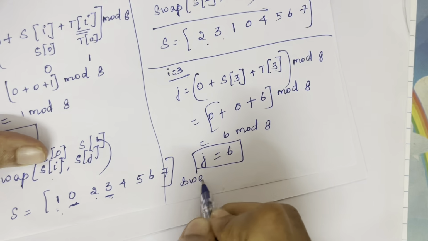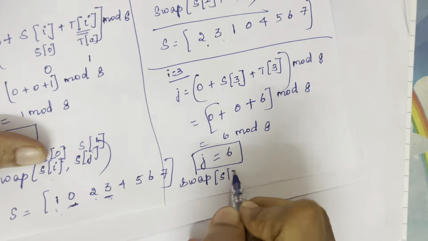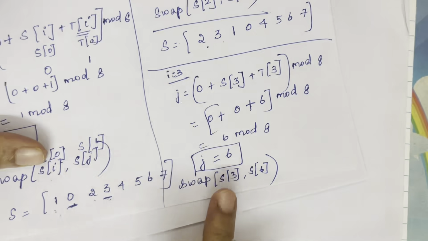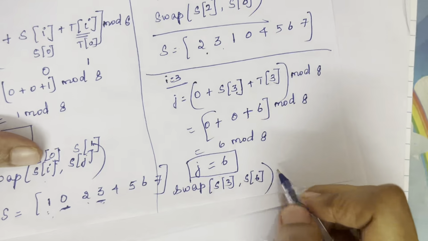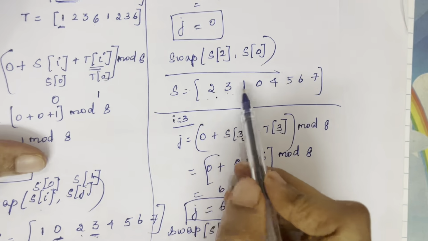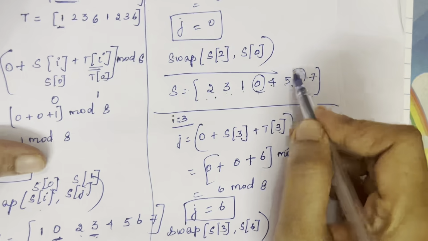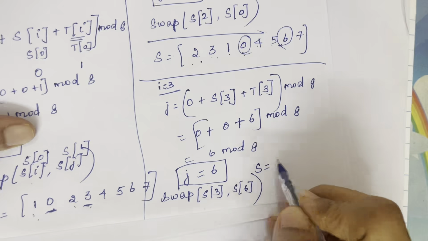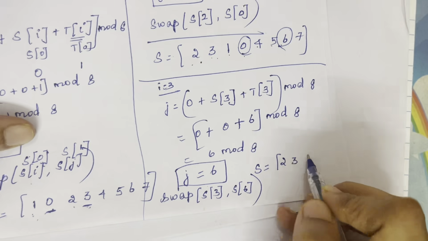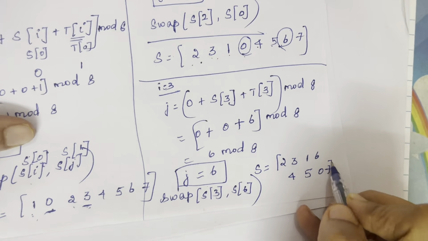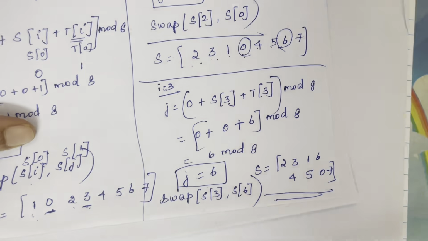So you have to swap s of 3 comma s of 6. That means you have to swap s of I comma s of j. Okay, what will you get here? s of 3 is 0, 1, 2, 3, this value, and 6, 3, 4, 5, 6. So when you swap this, now the s value will become 2, 3, 1, 6, 4, 5, 0, 7. Okay, this is what the s value is.